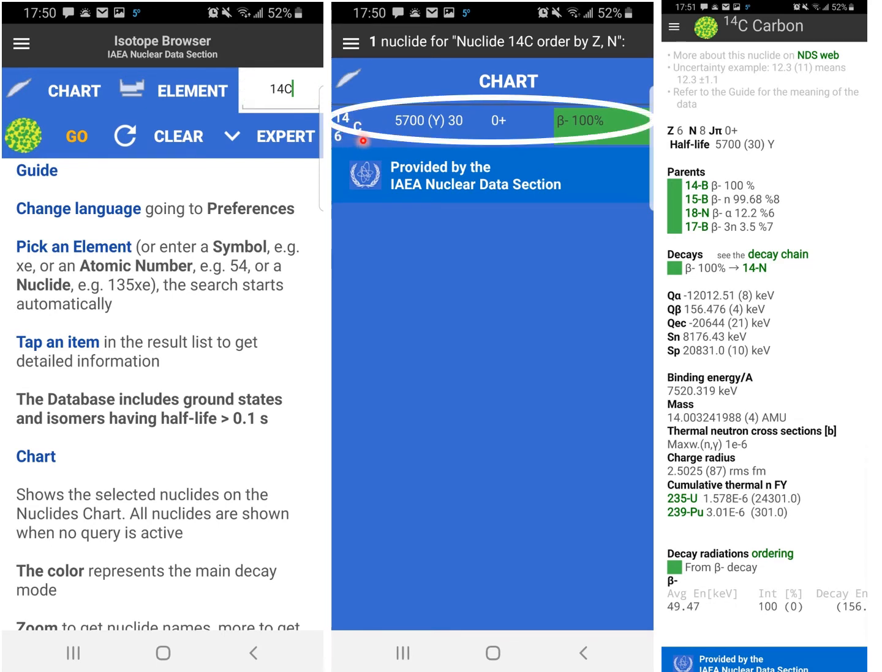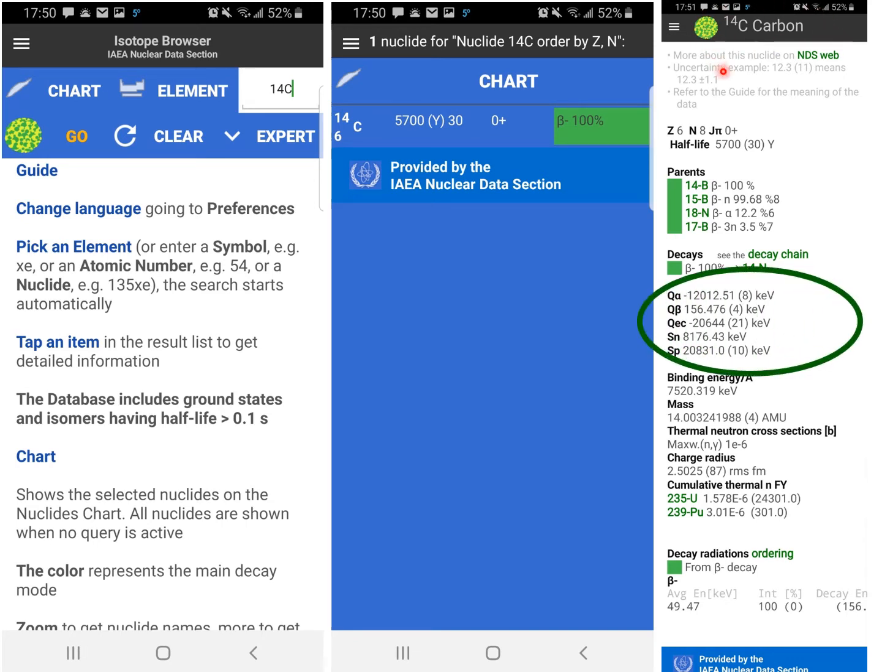Here would be the information: carbon-14, the half-life, the spin and parity, and the decay mode, followed by the percentage or any sort of branching ratios. You would select this, and it would bring you over to the next page where it would have the information on carbon-14, give you the references, the number of protons, neutrons, spin and parity, the half-life, the parents, the decays, and it gives you these Q values. So you can calculate the Q alpha, the Q beta, the Q electron capture. These are neutron and proton separation energies. There's binding energies, masses, cross-section information.